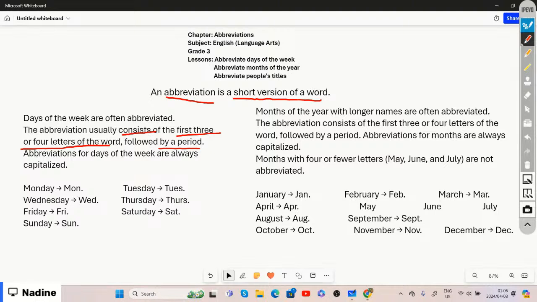And abbreviations for the days of the week are always capitalized. Because remember, we always need to capitalize days of the week, we capitalize months of the year. So when we abbreviate, when we shorten the days of the week, they still need to be capitalized.